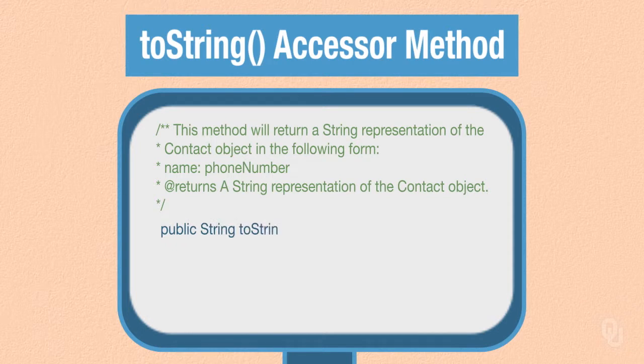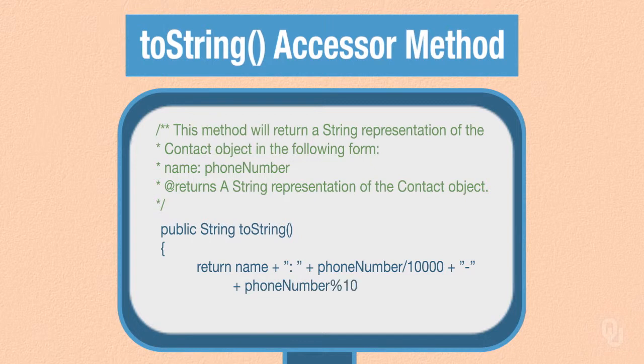Public String toString, return name + phoneNumber / 10000 + "-" + phoneNumber % 10000. Remember, we use a %, but pronounce it mod. Most accessor methods are very simple, like this one was. The Javadoc is actually longer than the method. The shenanigans with dividing and modding by 10,000 are converting our integer to a string with the expected format.